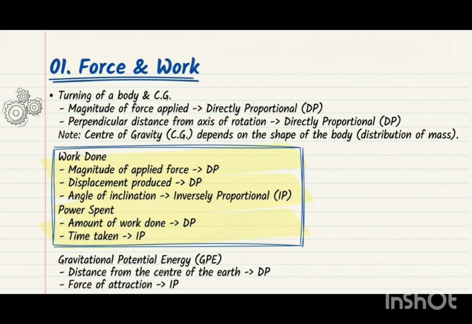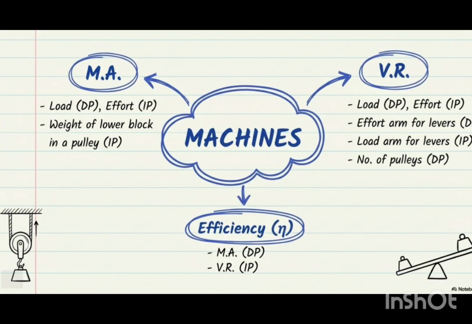Now let's talk about machines. Machines help us perform work more easily by multiplying force or increasing speed. A very common type of simple machine is the lever. Levers are classified into three types based on the positions of the fulcrum, load, and effort. In a Class 1 lever, the fulcrum lies between the effort and the load. Examples include scissors and a seesaw.